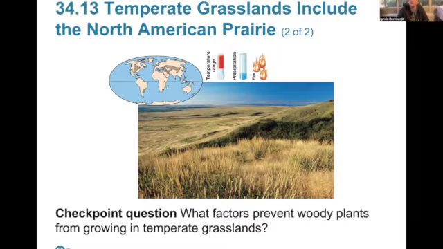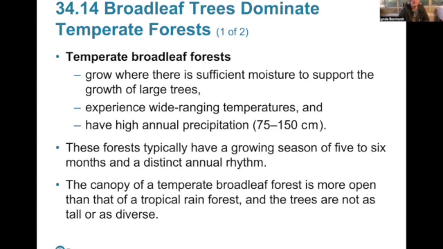So, what factors prevent woody plants from growing in temperate grasslands? Well, kind of the same thing as with the savannas. It's going to be the not constantly getting enough rain and the fire. That's pretty much it. Also, probably the grazing animals, munch, munch, munch.